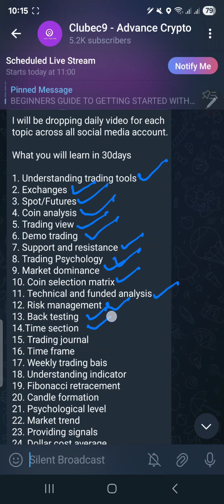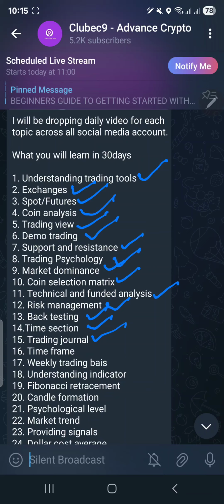Then we have time session. We have different time sessions because the world has different time zones. Of course, in Africa we have a different time zone, in Asia a different time zone, in America a different time zone, and everything is centered around trading. So you need to know the different zones that we have, such as the New York session, Tokyo session, London session, and Sydney session. You need to know when and how to trade when it comes to crypto.